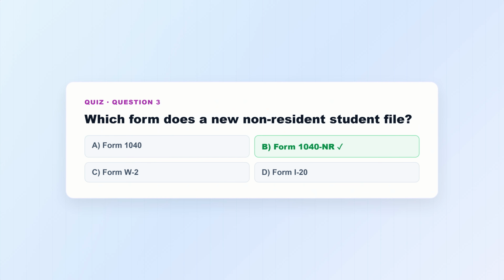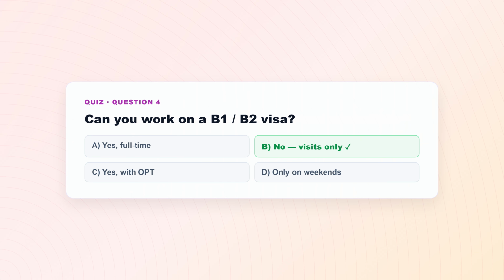Question 3. Which form does a new non-resident student file? Form 1040, Form 1040-NR, a W-2, or Form I-20? The answer is Form 1040-NR. And question 4. Can you work on a B1 or B2 visa? The answer is no. These are for visits only. You cannot work. If you got all 4 right, you have truly mastered today's lesson.